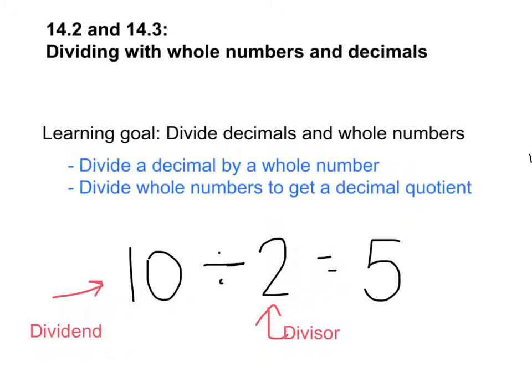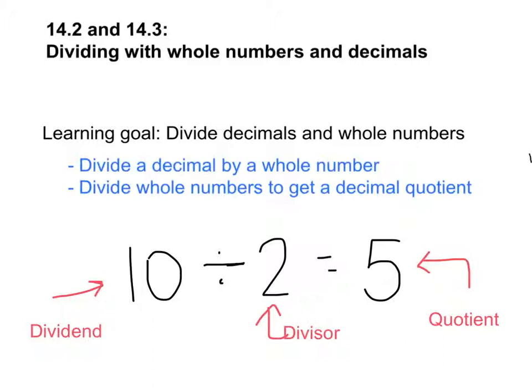Good. And then finally we have here our 5. 10 divided by 2 equals 5. What is this part called? Quotient. The quotient. Very good. Let's add that. Quotient. Very good. There's the quotient.